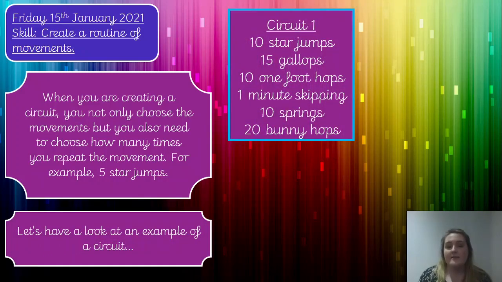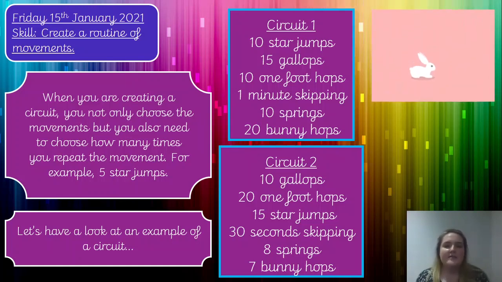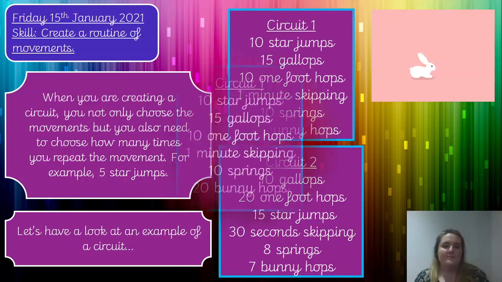So this is the first example. We've got 10 star jumps, 15 gallops, 10 1-foot hops, 1 minute of skipping, 10 springs and 20 bunny hops. So this is circuit number 1. Then we've got circuit number 2, which is slightly different. We've got 10 gallops, 20 1-foot hops, 15 star jumps, 30 seconds of skipping, 8 springs and 7 bunny hops. So we've got 2 different circuits here. We've got one movement after the other, and we have got a different number of repetitions of that movement. Okay.